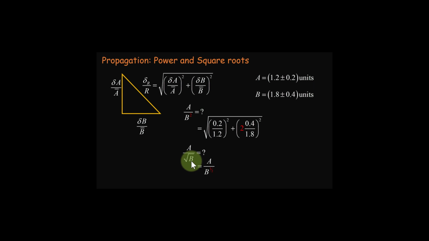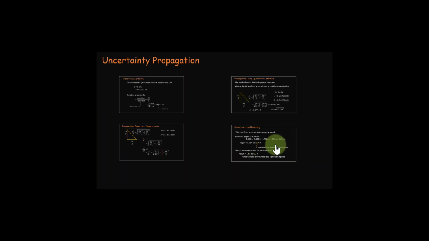If we have a square root instead of square, you can think of a square root as power half. This half is going to multiply that factor. The same rule applies whether the power is in numerator or a denominator, just like we saw in this example. If it was a cubed, then the 3 would be multiplying the relative uncertainty of a.